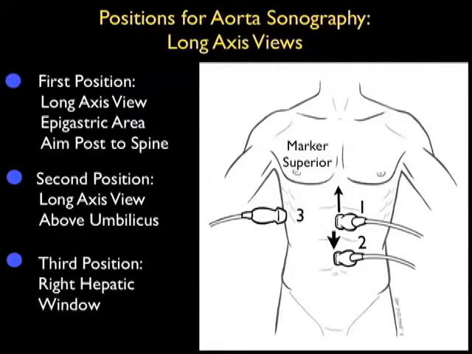Now, if we're having problems visualizing the aorta due to the presence of a lot of bowel gas, we can also get a glimpse of the aorta from probe position 3, the right hepatic window area. This is about the region where we look at the trauma FAST right upper quadrant view, but here we're going to angle the probe more anterior over the kidney to get a glimpse of the abdominal aorta in long axis.